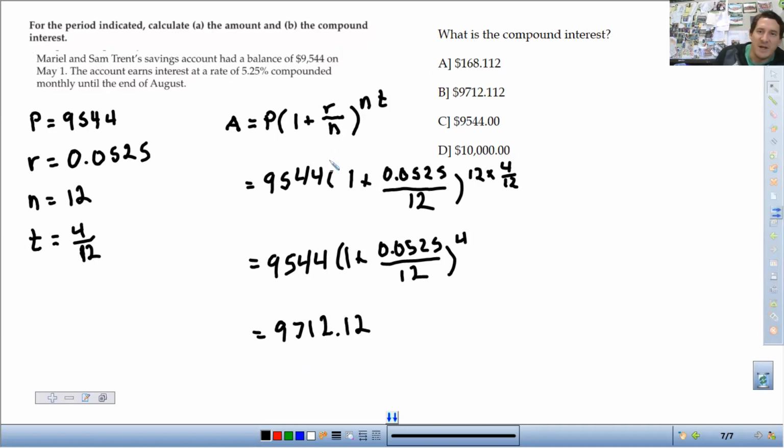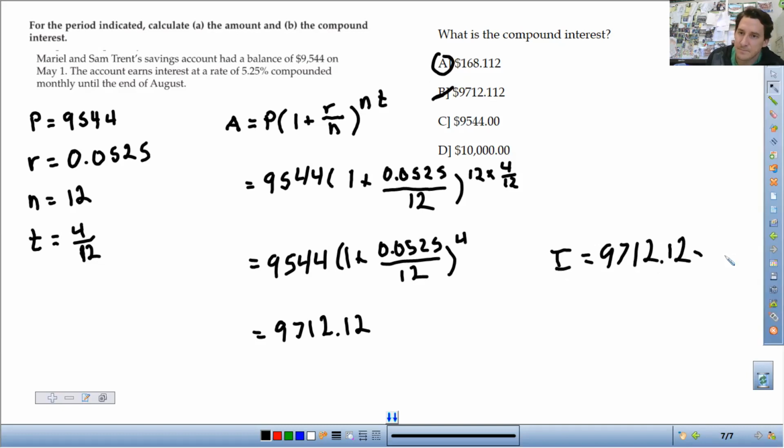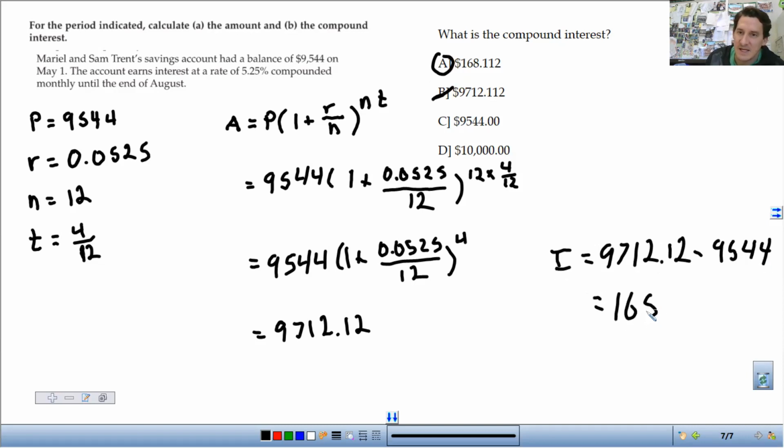So what is the compound interest? So if we look at here, this is asking us the compound interest. So the answer to this question here, what's the compound interest, is not actually $9,712.12. And the way we find that is we take our new account balance, $9,712.12, minus the principal, $9,544, and so you get $168.12. And I know there's a little typo in there.